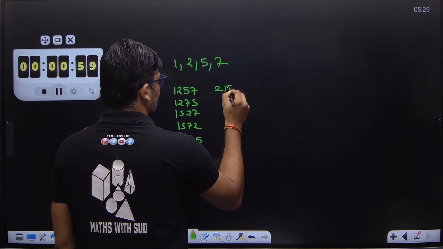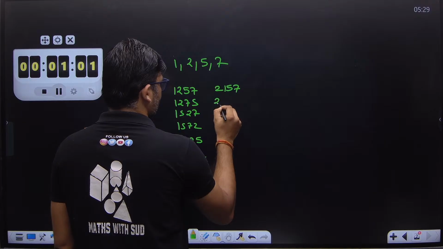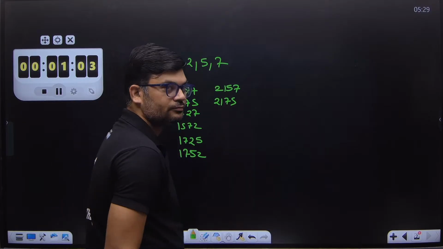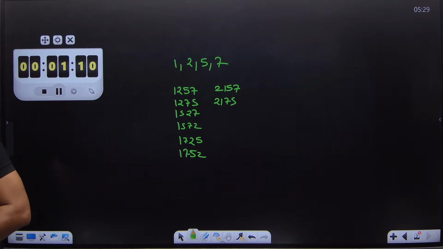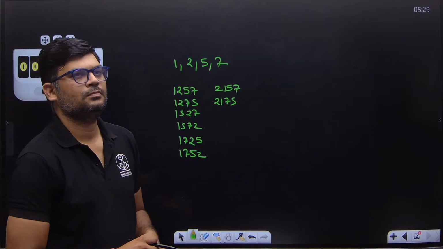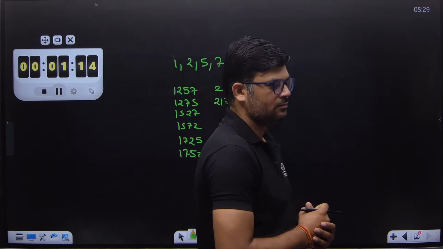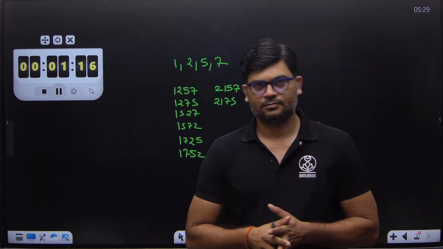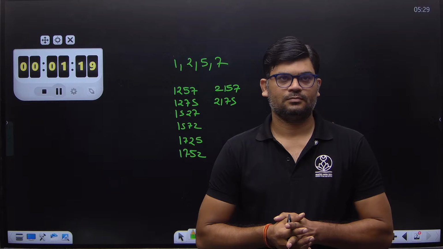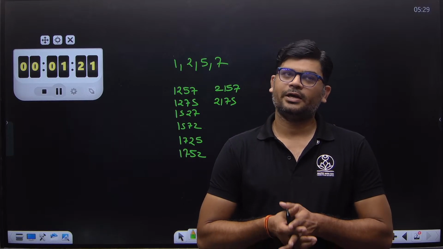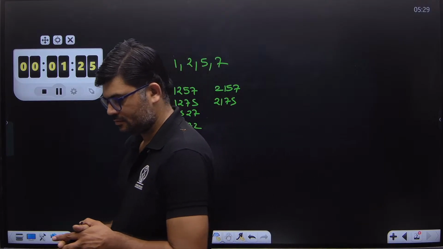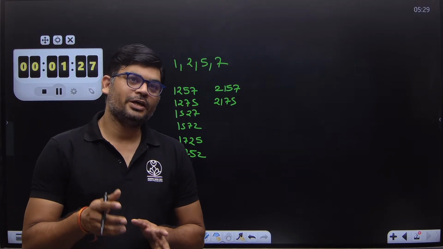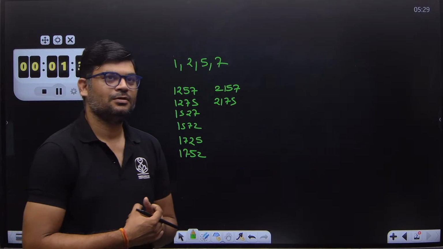Now, 2. Okay, wait. 2, 1, 5, 7, 2. Should I keep writing? Yeah. Should I keep saying it out loud or should I just go on? No, you keep writing and saying as well.